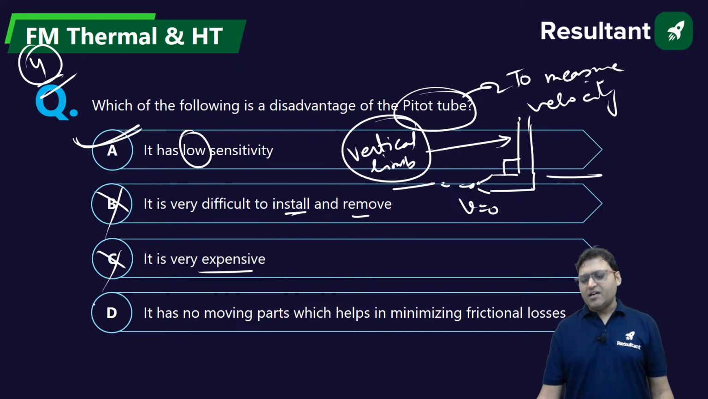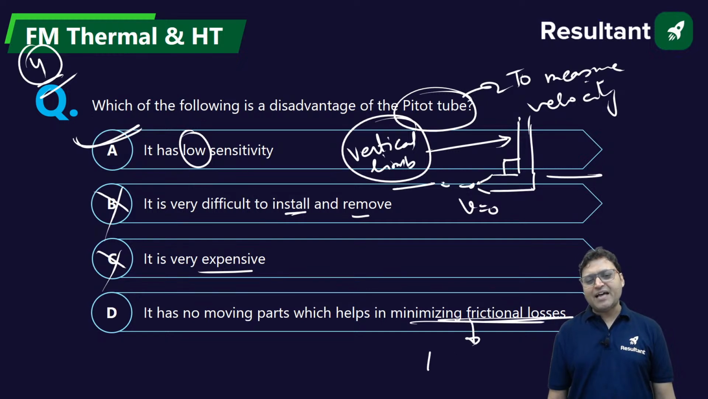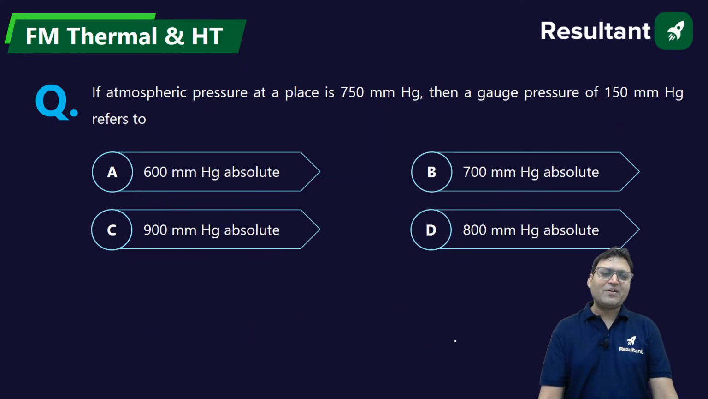It is a bend pipe, an open-ended tube having a short 90-degree bend. It has no moving parts, which helps in minimizing the friction losses. That is the advantage actually. That is not a disadvantage. It is not having any moving parts.